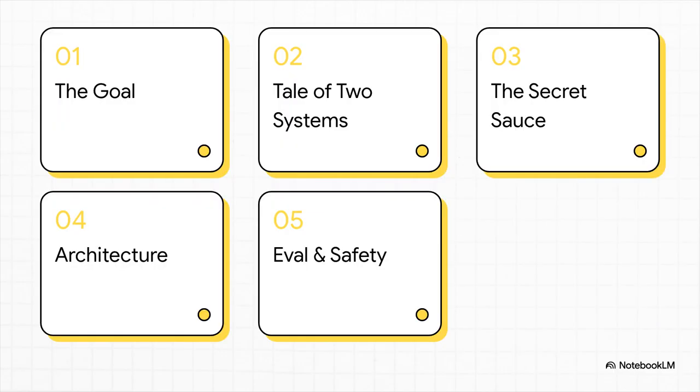Here is our agenda for today. 1. The goal. 2. A tale of two systems. 3. The secret sauce of context. 4. Architecture and online serving. And 5. Evaluation, safety, and privacy. Let's dive in. Section 1.